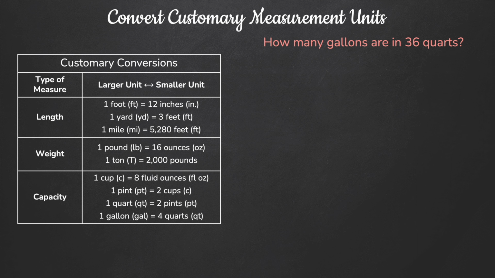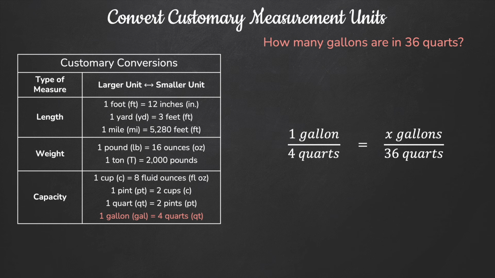Our next question asks, how many gallons are in 36 quarts? So we're going to look at our table and we're going to look for gallons and quarts. We know that 1 gallon is equal to 4 quarts, so we're going to write that ratio. Again, this ratio just comes from our table, 1 gallon over 4 quarts. Then we're going to set up our proportion here, and we don't know how many gallons there are, so we write X gallons. And we know that there are 36 quarts, so that's what we write down.